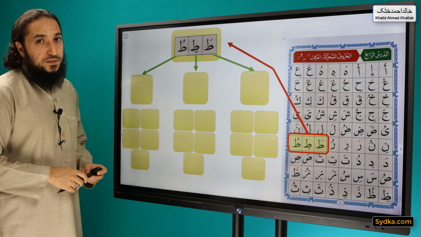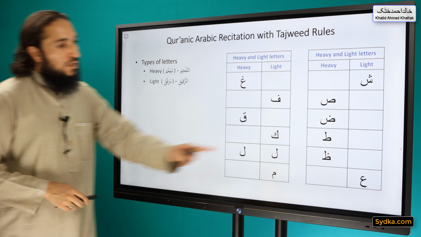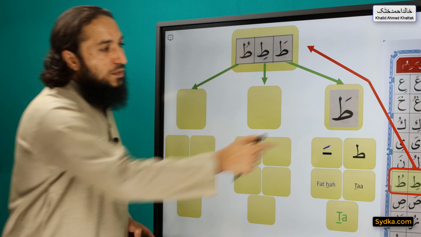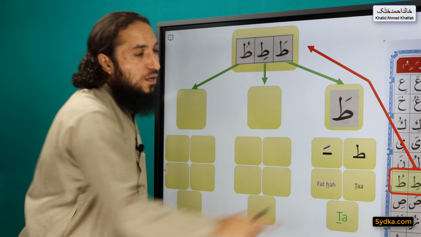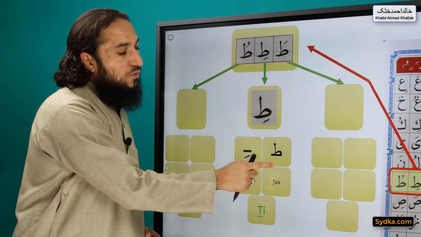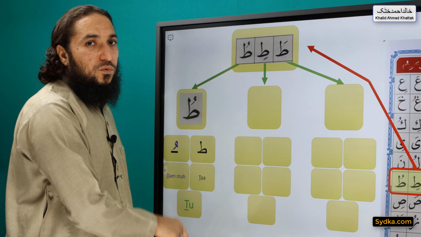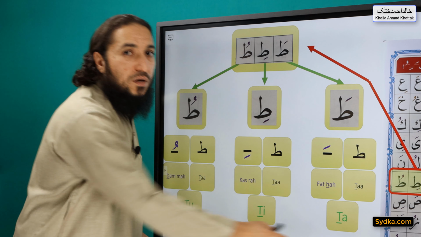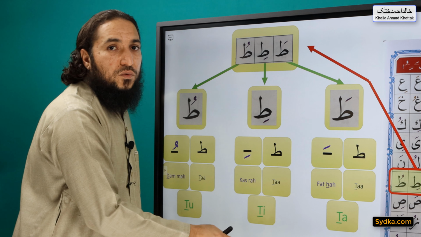So the first 3 syllables are about the letter Ta. Ta is one of the heavy letters. Ta fatha ta. Ta kasra ti. Ta dhamma tu. Ta ti tu.